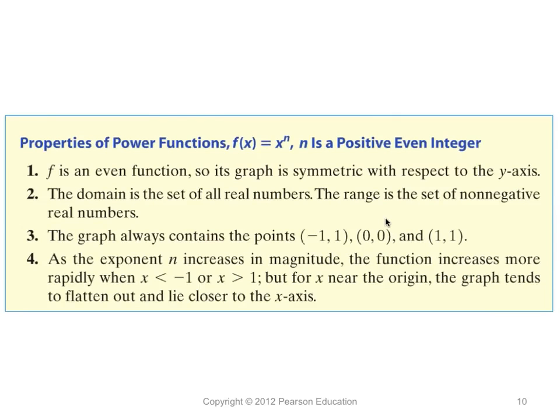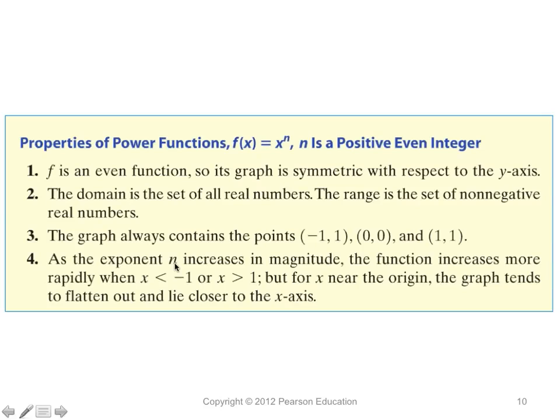So there are some nice properties of power functions. The first property is that if you have a positive even integer power function, f is going to be an even function, which means that its graph is symmetric with respect to the y-axis. The domain is the set of all real numbers, and the range is the set of non-negative real numbers. And these 3 points are always going to be on the graph: negative 1, 1, 0, 0, and 1, 1 are always on the graph no matter what.